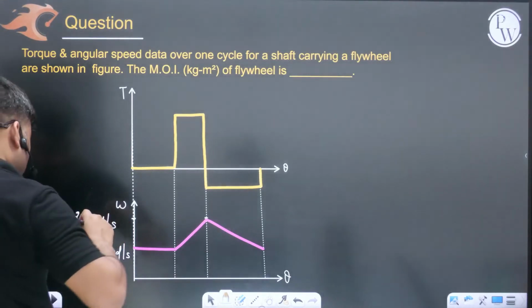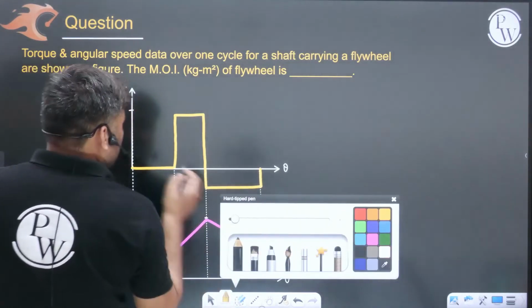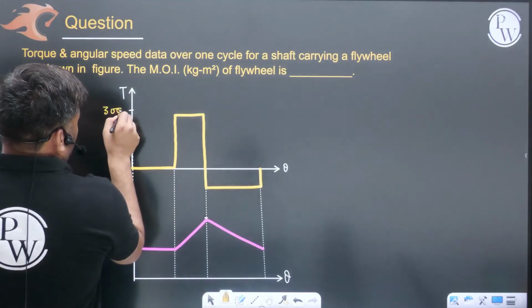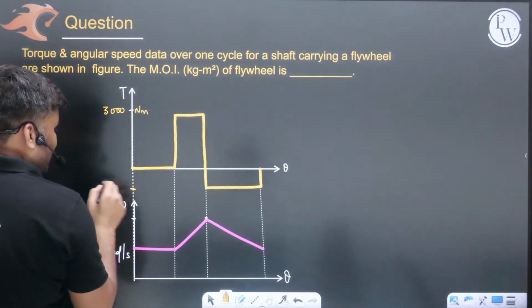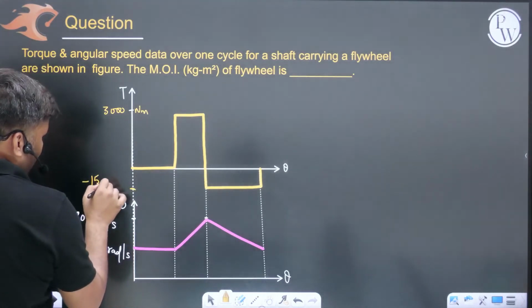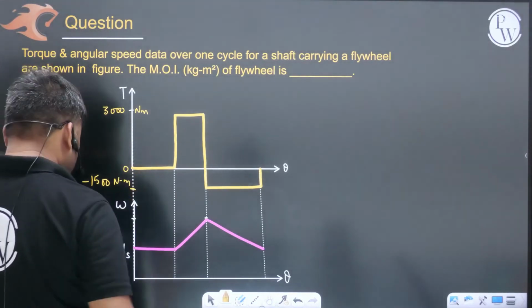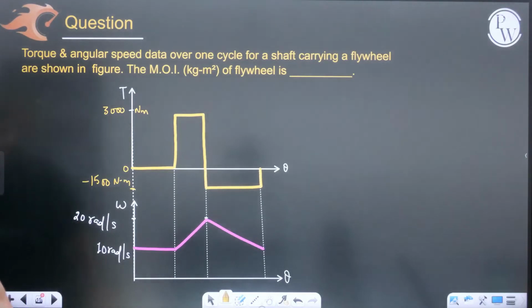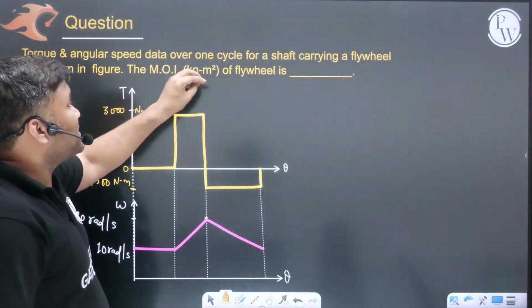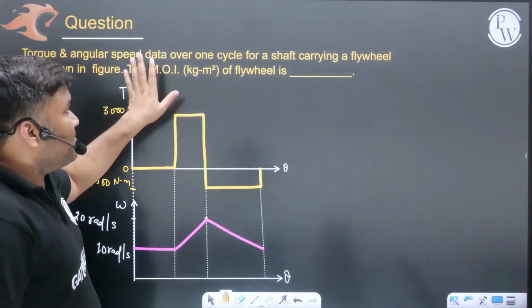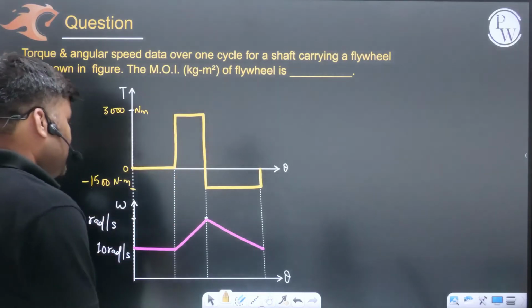Have a look at this question, beta. What is given? Maximum torque is given as 3000 Newton meter, and this negative wala torque they have given as minus 1500 Newton meter. Okay, this is zero torque, beta. Examiner is asking: torque and angular speed data over one cycle of the shaft carrying flywheel is shown in the figure. Moment of inertia of the flywheel बताओ कितना होगा? Very easily can be calculated.